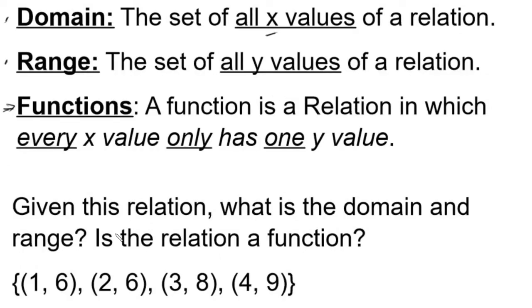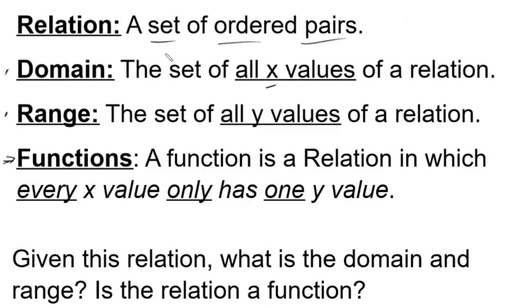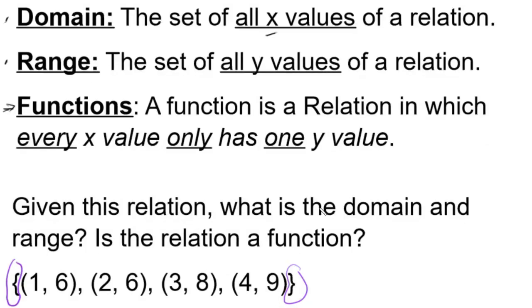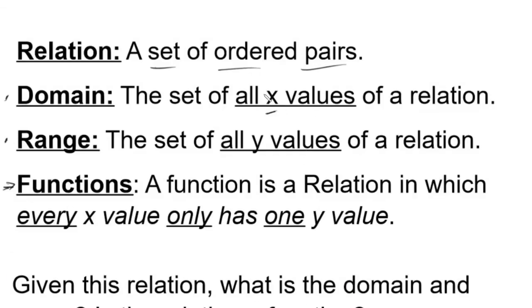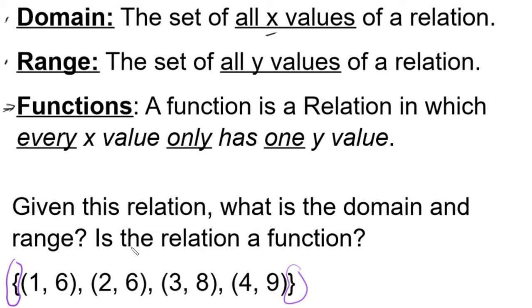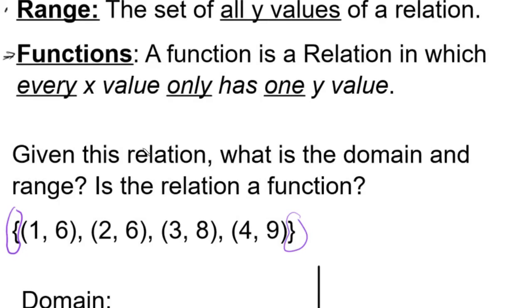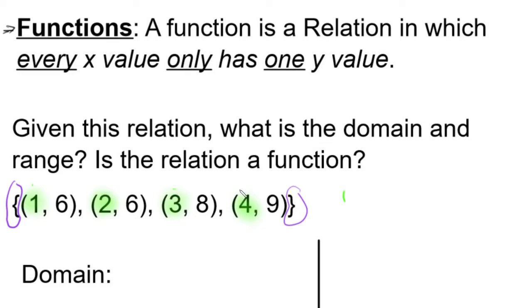So here's a relation right here. I'm skipping ahead a little bit, but I'll come back. So this is a relation, which is just a set of ordered pairs, right? This right here is the notation for a set, and these are called braces. So braces mark a set, and there are ordered pairs inside it, so this makes it a set of ordered pairs, making it a relation. Now the domain is the set of all x values of a relation. So that means this is part of the domain, part of the domain, and part of the domain. All the x values in the relation. So your domain is going to be 1, 2, 3, and 4.